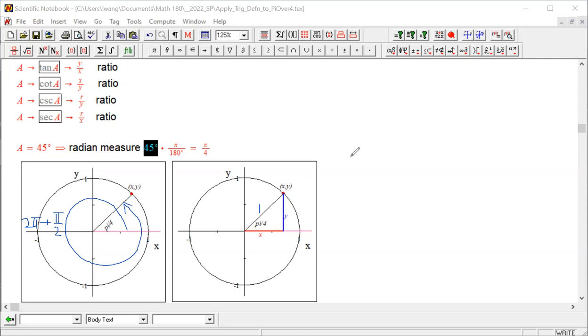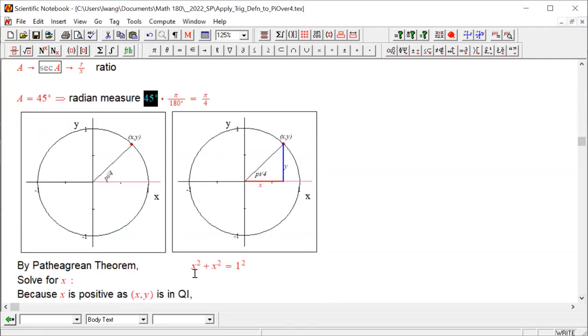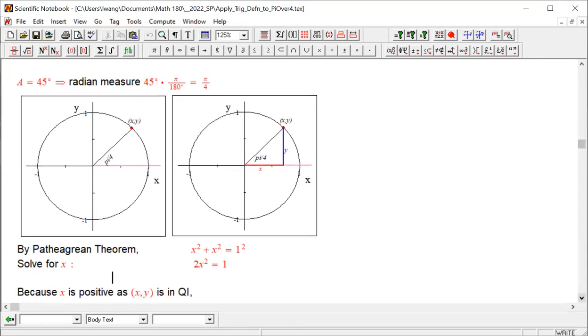According to the Pythagorean theorem, we're going to find x. Once we find x, we find y because x and y are the same. So by the Pythagorean theorem, we get x squared plus x squared equals 1 squared. From this equation, we're going to solve for x. So we get 2 times x squared equals 1. Then we divide both sides by 2, and we end up with x squared equals 1/2.